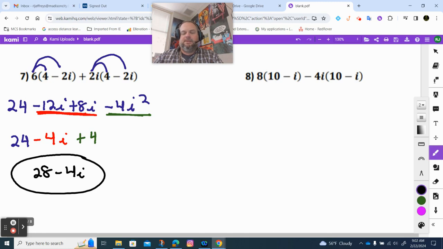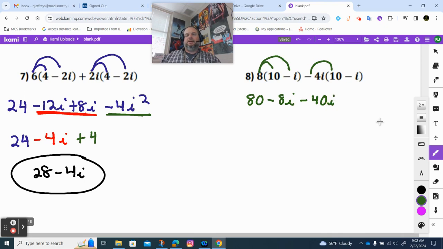All right, number 8. Sorry, I had people trying to act like they know me. All right, what's 8 times 10? 80. What is 8 times negative i? What is negative 4 times 10? Yeah, negative 40, then i. Okay. Negative times negative, this is going to be a plus 4i squared.